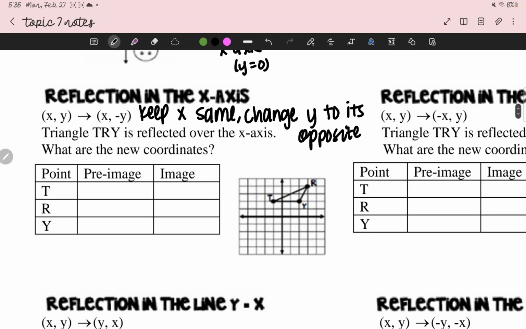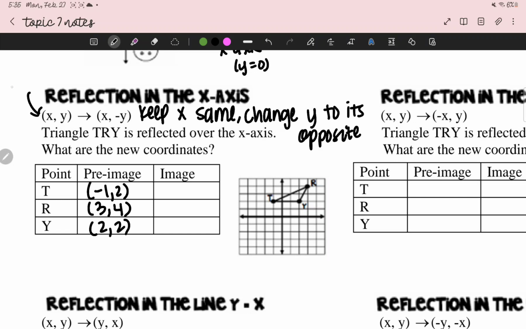Let's look at our pre-image and see what those coordinates are. T is located at the point -1, 2. R is located at the point 3, 4. And Y is located at the point 2, 2.